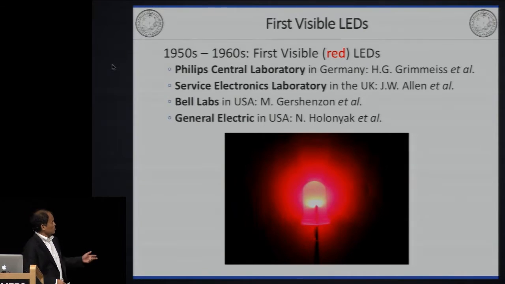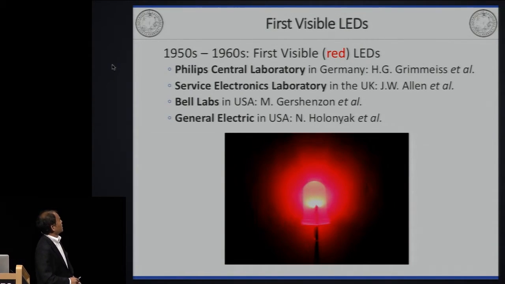So the red LED was invented in the 60s, but the red LED history is very interesting. You can see basically four groups developed the red LEDs at almost the same time, within one year, in the 60s. So I don't know which group was the first.